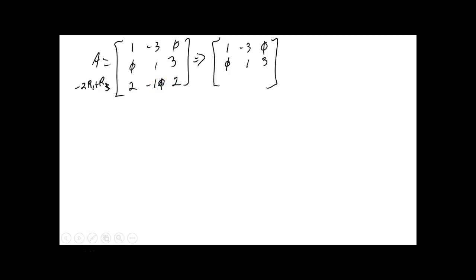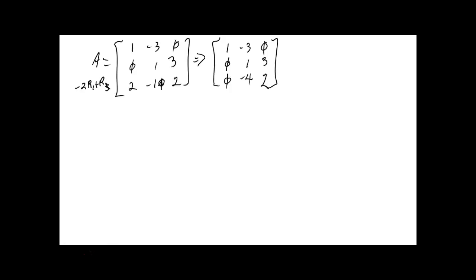Okay. What do you get? 0, 0, negative 4. Okay. And 2. All right. What do we have to do now?